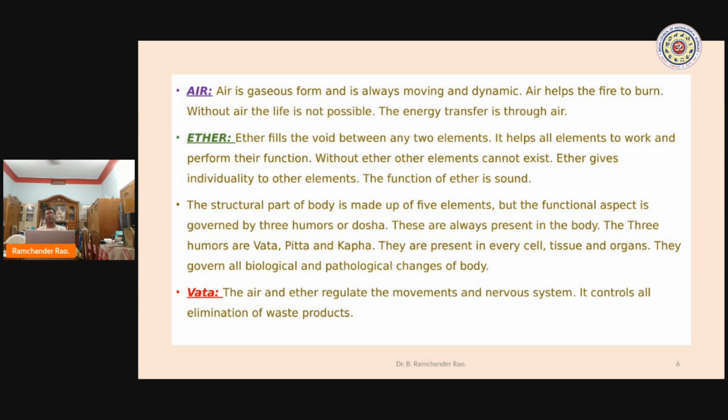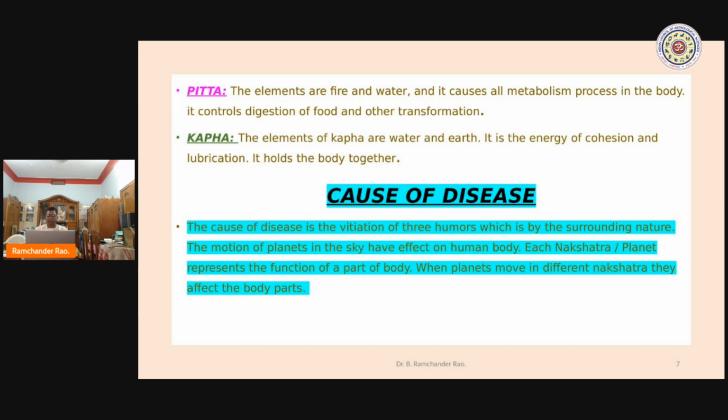Now next, Pitta. The elements are fire and water, and it governs the metabolism process in the body. It controls digestion of the food and other transformation. After digestion, it goes into other parts of the body and gives strength. Kapha, the elements of Kapha are water and earth.